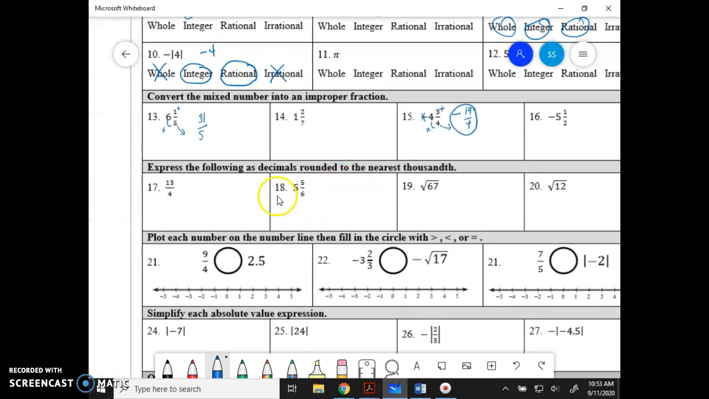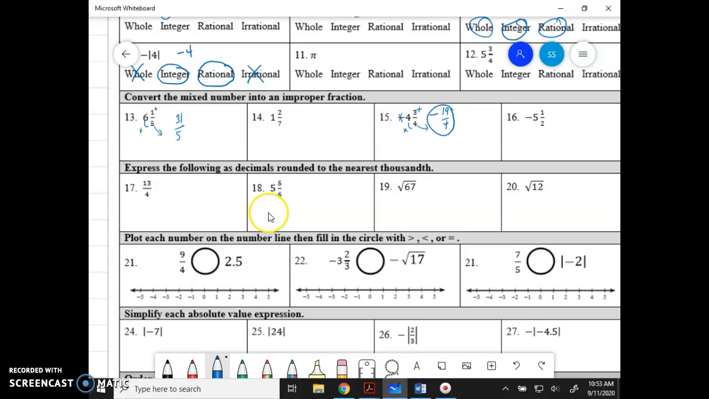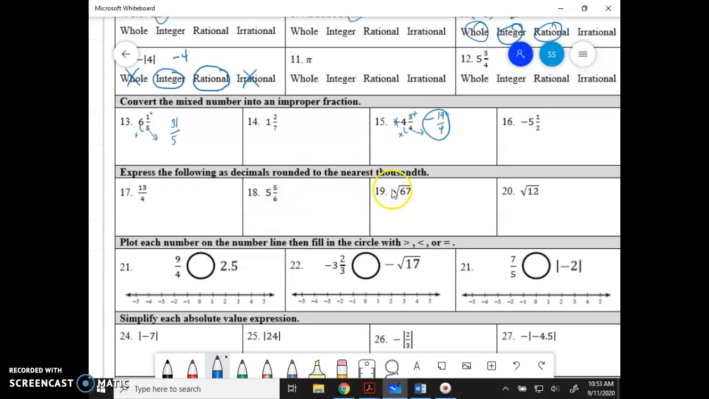All right. Express the following decimals rounded to the nearest thousandth. So tenths, hundredths, thousandths. So that's going to be after 3 decimal places. So this is as easy as just dividing the top number by the bottom number. So divide 13 by 4 and you should get the decimal equivalent.